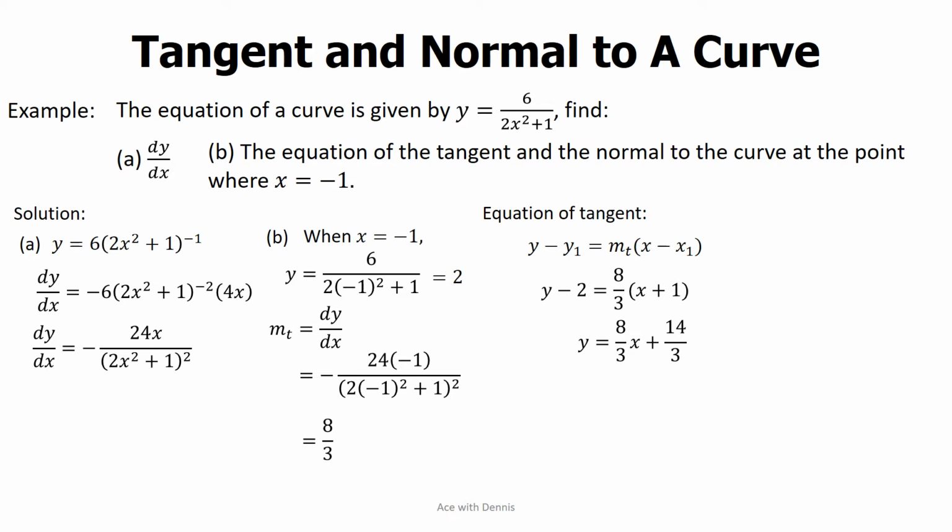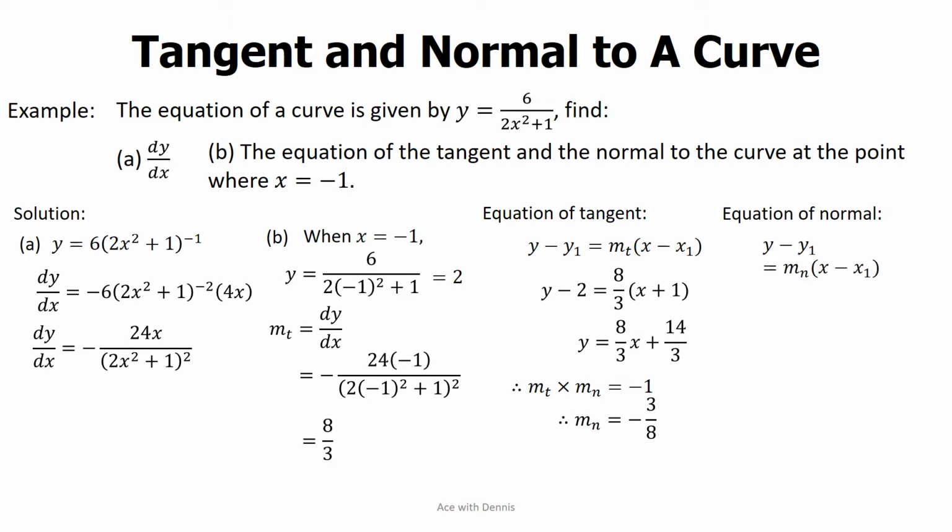And then we make y the subject. It becomes y equals 8 over 3 x plus 14 over 3. This is the equation of tangent. Similarly, to find the equation of the normal, first we need to find the gradient of normal. From this equation, mt times mn equals -1, mn will be negative 3 over 8.